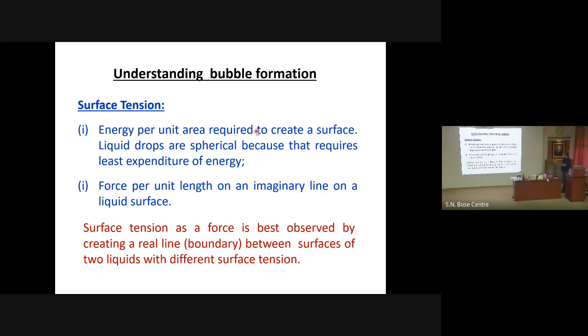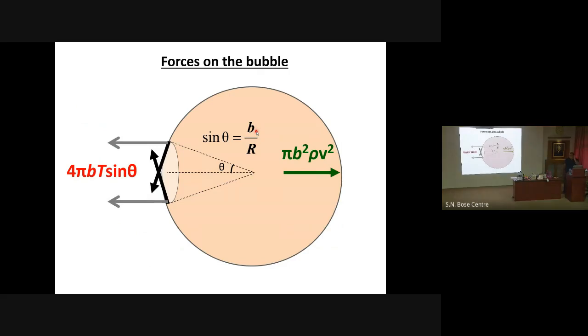Liquid drops are spherical because that requires the least expenditure of surface energy. Or you can think of it as force per unit length on an imaginary line between two liquid surfaces. If it is the same liquid, then the force is equal on both sides. If the liquid is different, it will get pushed to one side, and we'll see that. This is best observed by creating a real line on the surface of two liquids. Once you understand this, solving the problem becomes very easy.